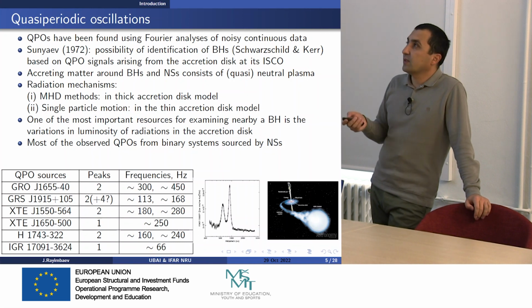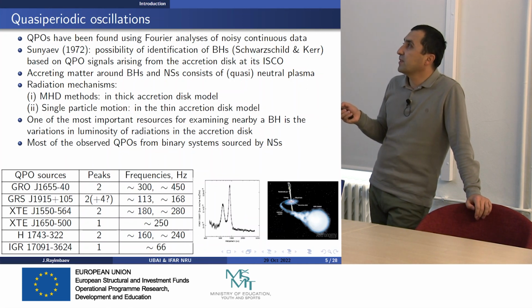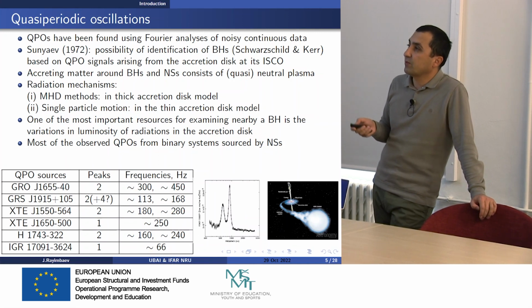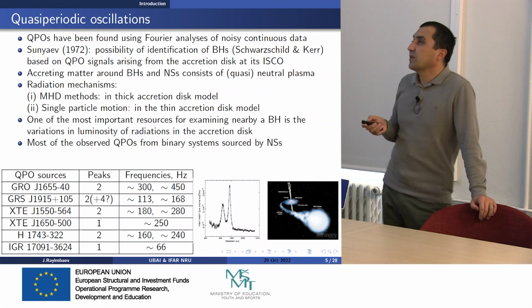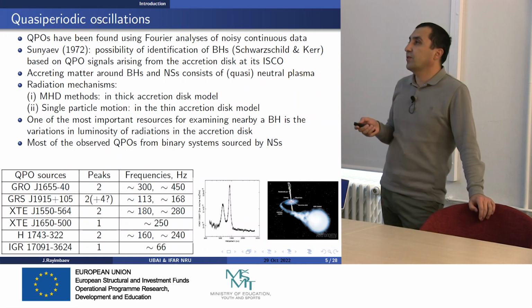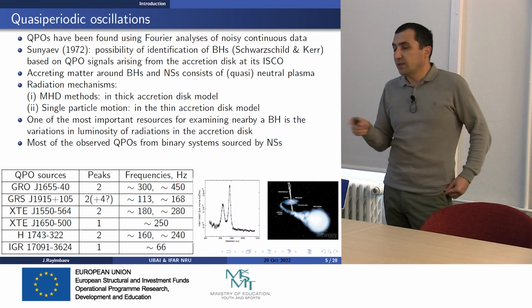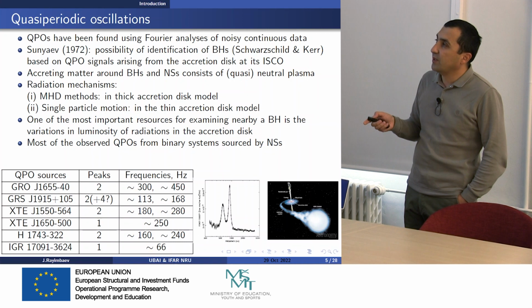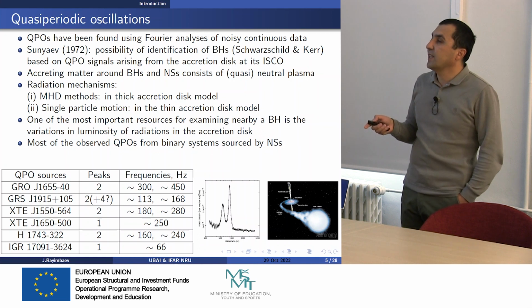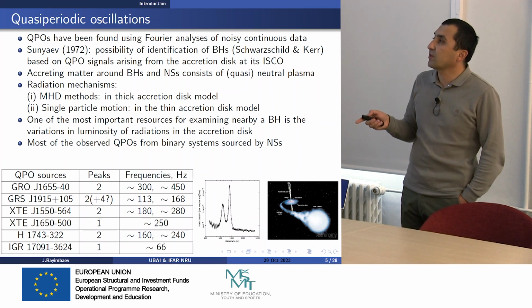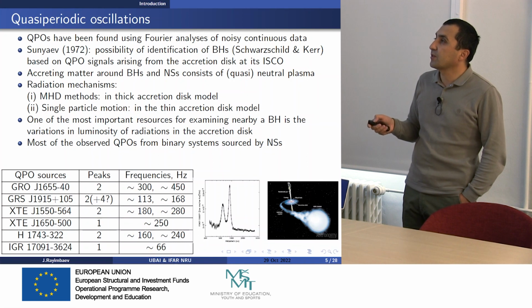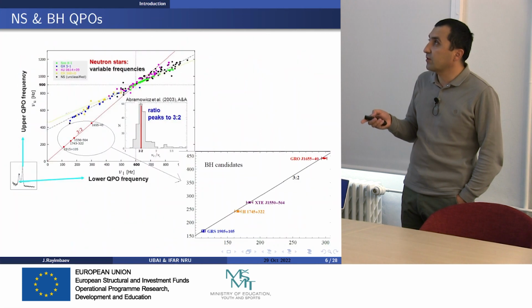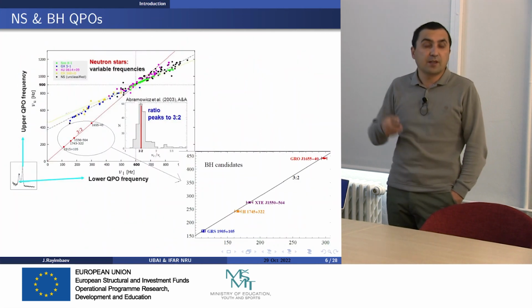Most of the observed QPOs from binary systems have been found to be sourced by neutron stars, but here I show some black hole sourced QPOs, which have one or two peaks at the high frequency QPOs and low frequency QPOs, and there is an additional signal in the low frequency band, but still the question is whether these black hole sources are candidates of black holes. We still don't know if they are black holes or not.